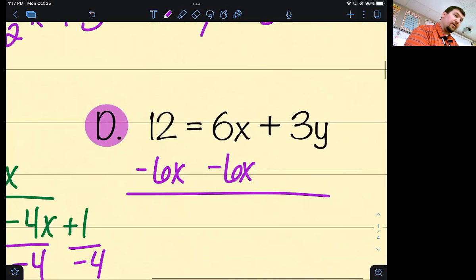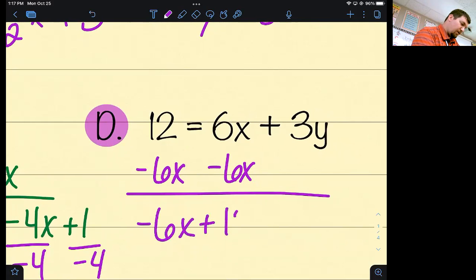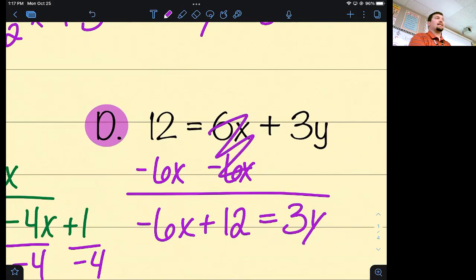So what did that give you when you did that? Negative 6x plus 12 equals 3y. Perfect. So by eliminating the 6x term from the left side of the equation, right side of the equation, this one's backwards. Now we just have the y term on the right side, and on the left side, it's now a negative 6x plus 12. Okay.